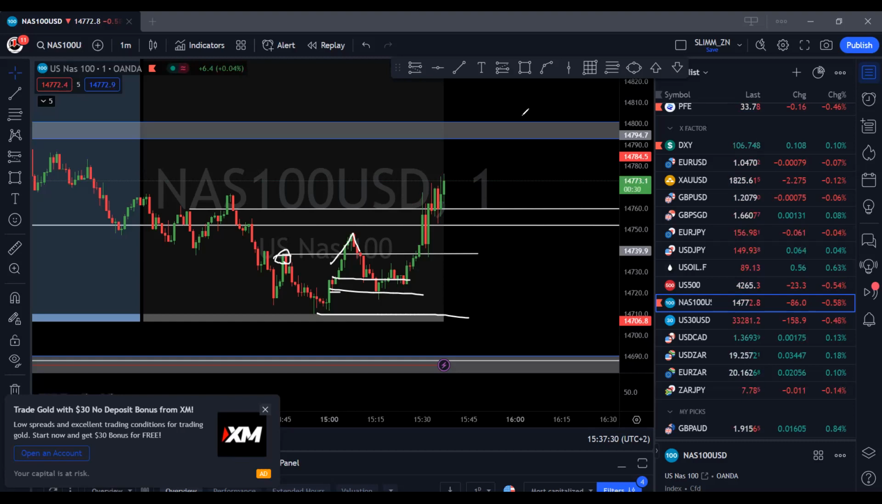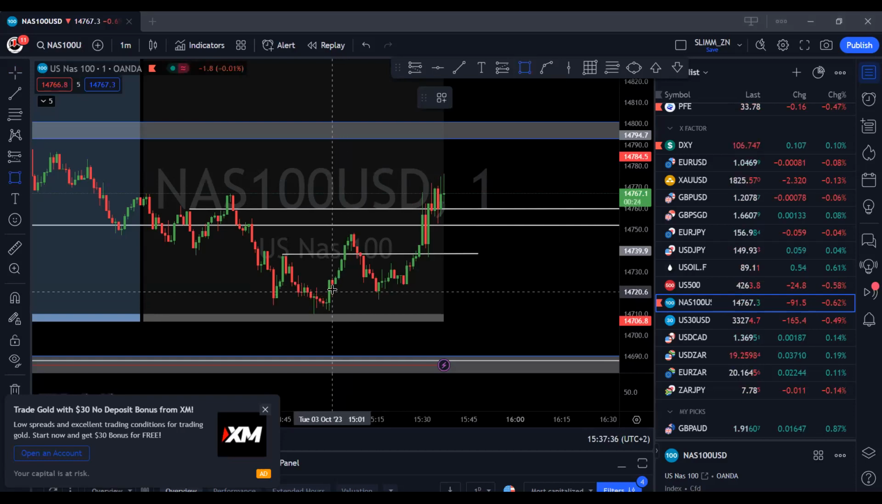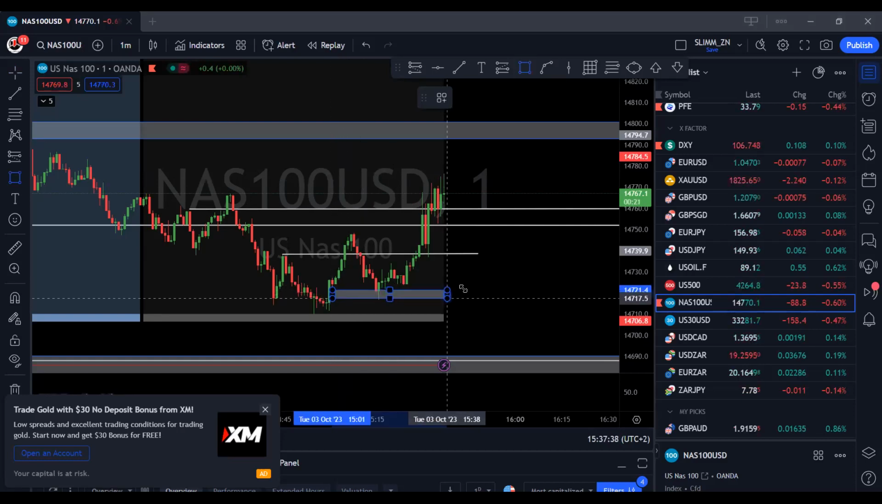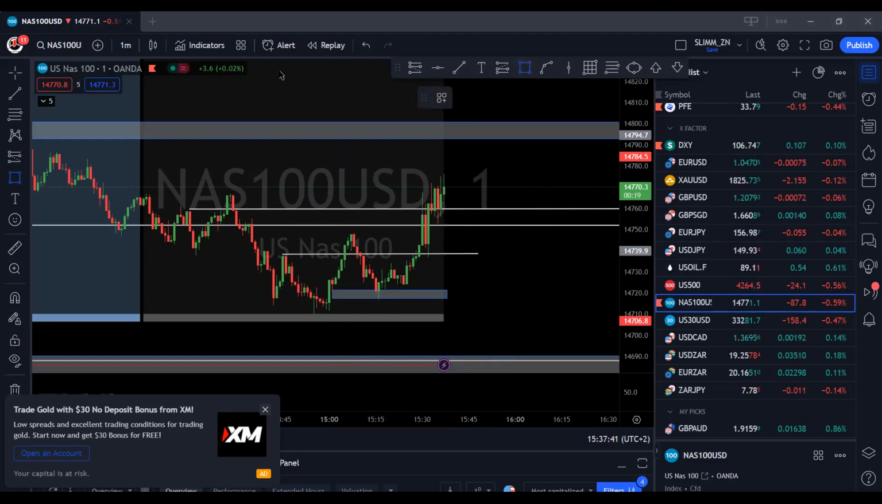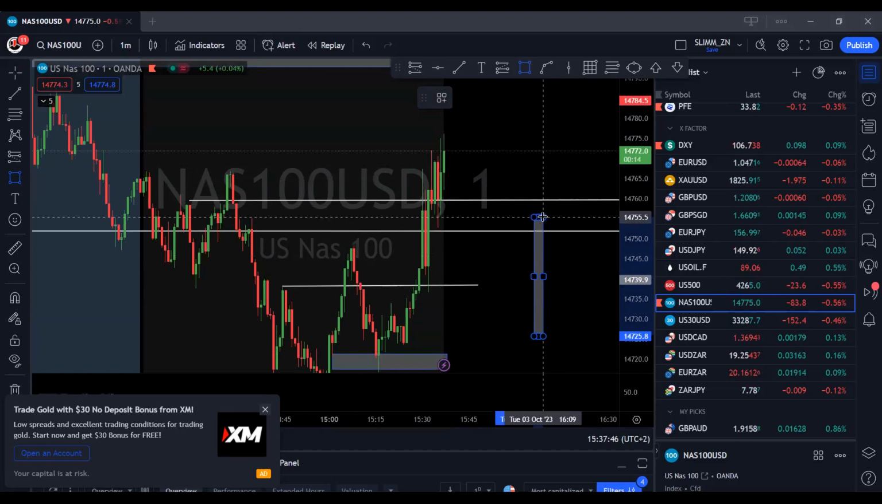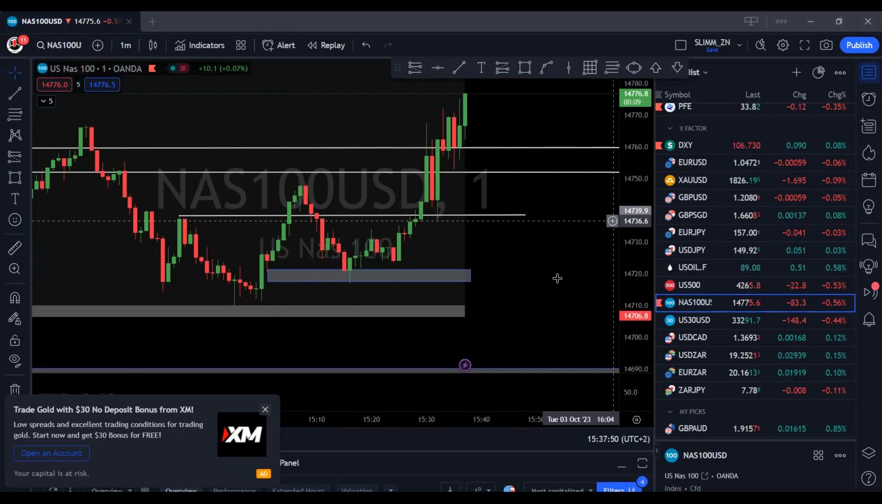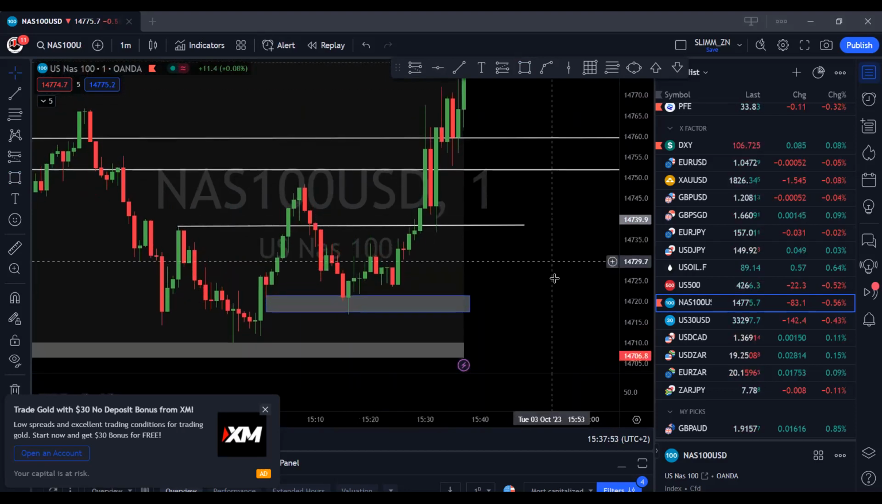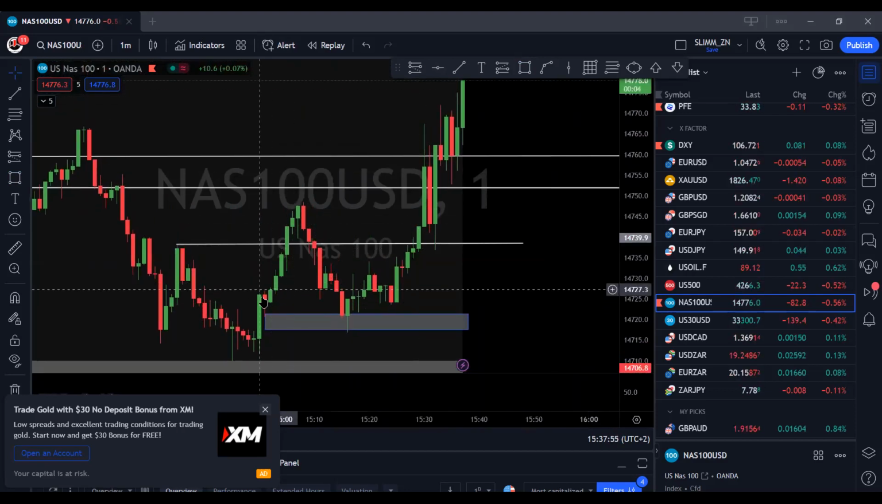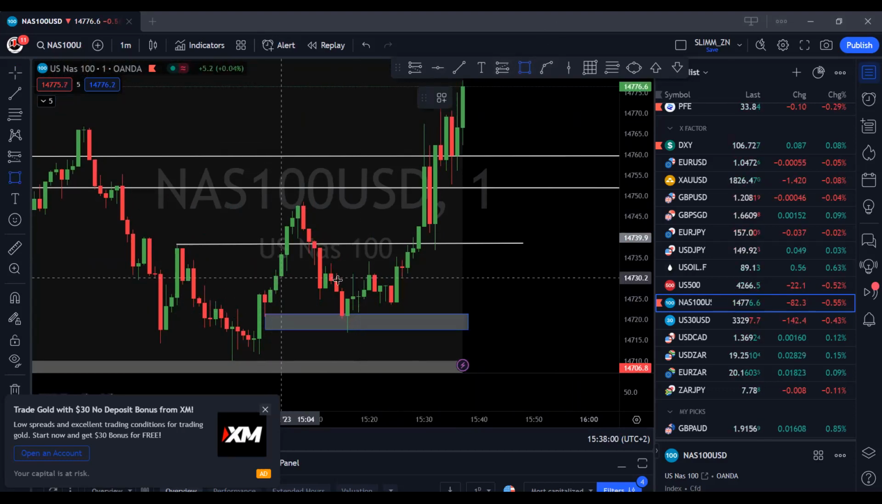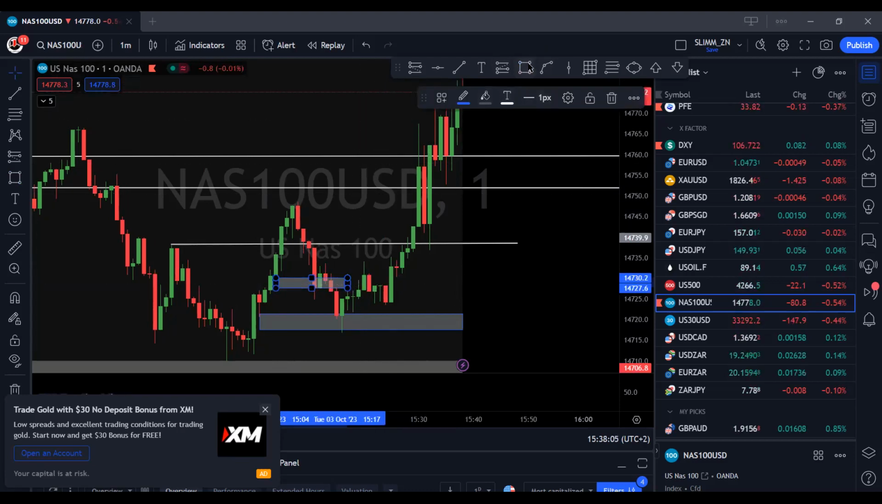Let me just try to mark the imbalances. We had an imbalance here. We had an imbalance. Okay, let me try to zoom in a bit. Okay, so we're currently on buys on Nasdaq. We've got active buys on a late entry buy though. Okay, imbalance there. We had an imbalance here. Okay, we had another imbalance here.